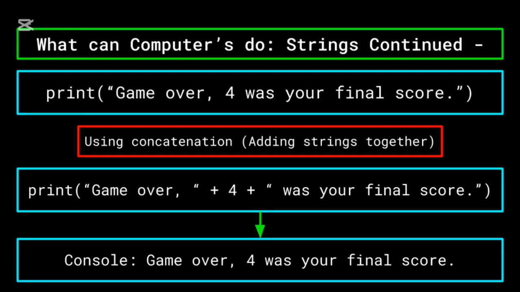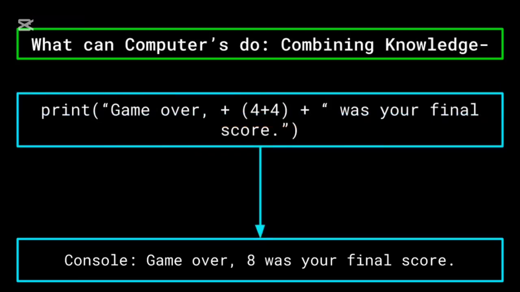We could also combine the two lessons we've learned thus far and do something such as game over plus 4 plus was your final score, in the case, let's say, where you have a game which gives you a base score and then 4 points for a certain task that you completed. This demonstration also displays another important part of programming, which is that oftentimes, to get your program to be the most efficient, you have to combine aspects of code.